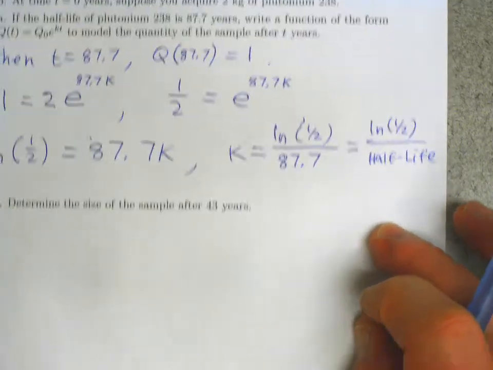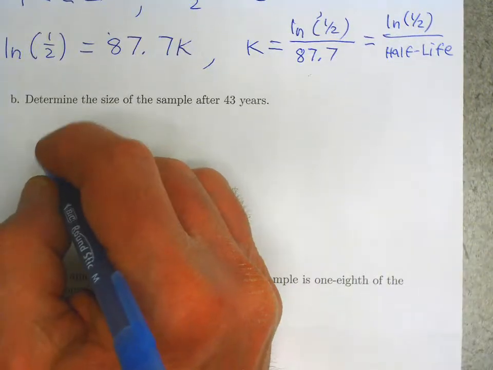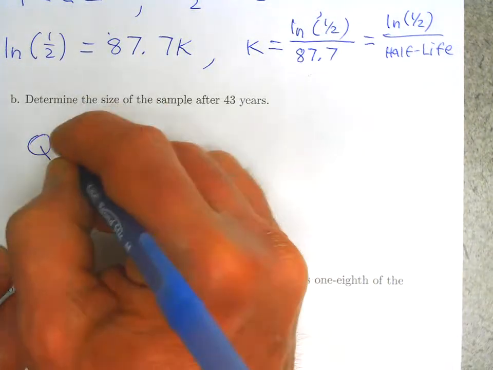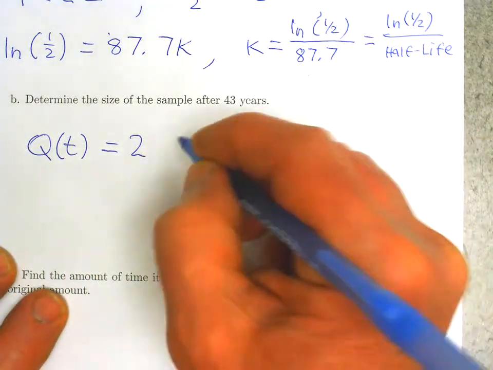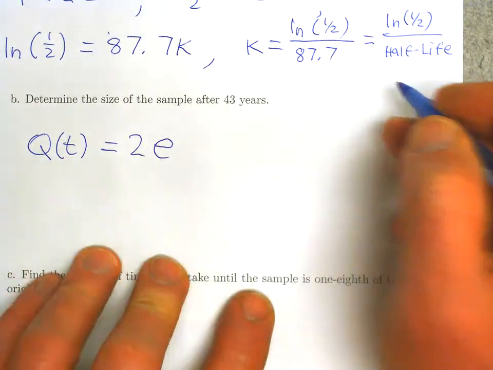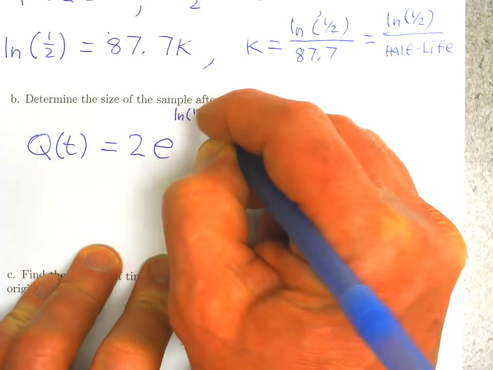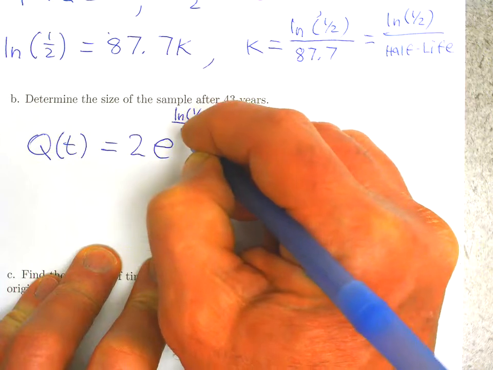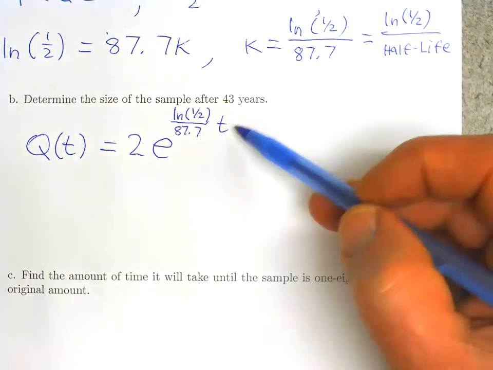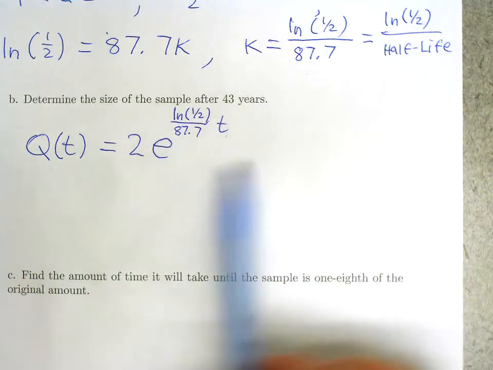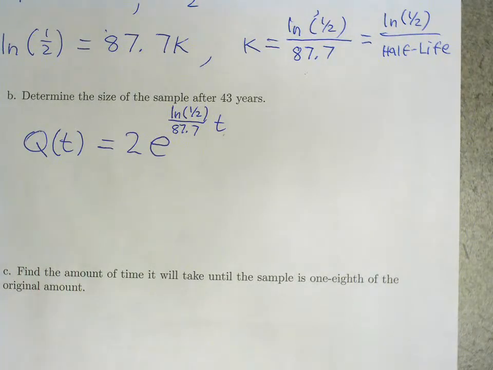Okay, so we're rapidly running out of time. I'll just write down the complete model in part B. Q of t equals the initial amount 2 times e to the kt, but the value of k is the natural log of 1/2 divided by the half-life, 87.7, times t. To answer part B, just replace t with 43 and so on.